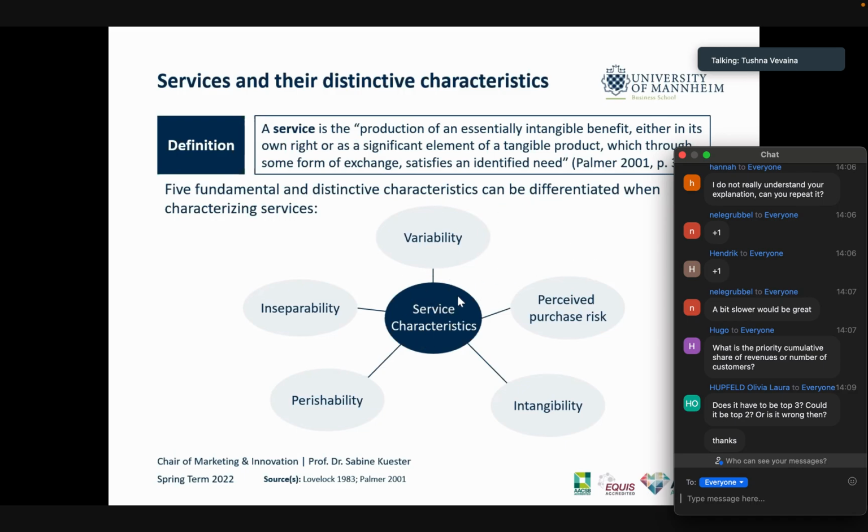It couldn't be stored. Inseparability: you generally cannot separate the service provider from the service. Take, for example, a consultant. If I'm a consultant, my services of consultancy can't be separated from me. Variability: my service may vary from time to time, depending on my mood and several other factors that might come into play. Take hairdresser services.